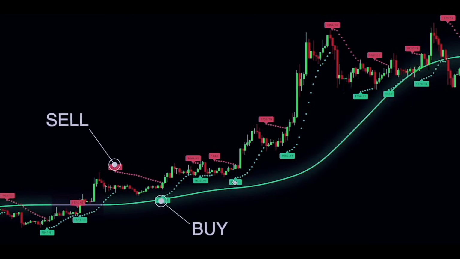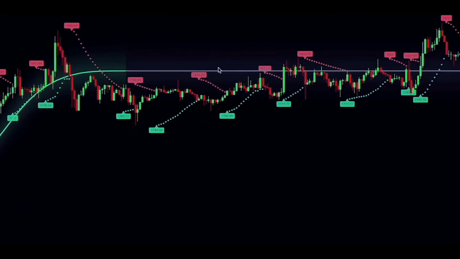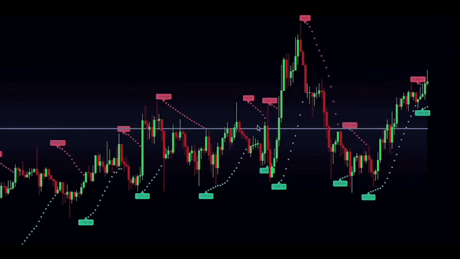It generates buy and sell signals based on market volatility. With the help of our special moving average, we'll be able to filter out most of the false signals. The general rule is straightforward: buy in an uptrend, sell in a downtrend, and ignore the signals during a range.